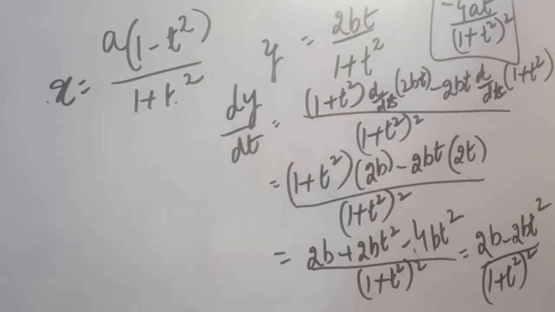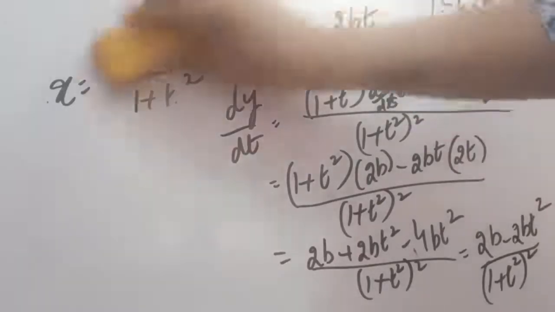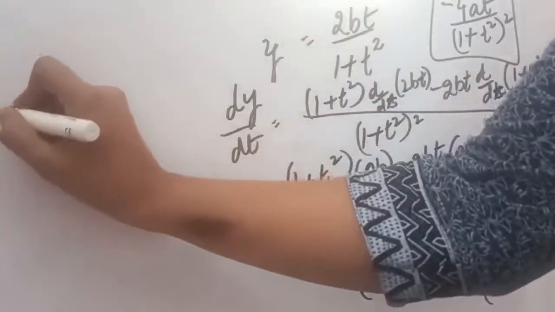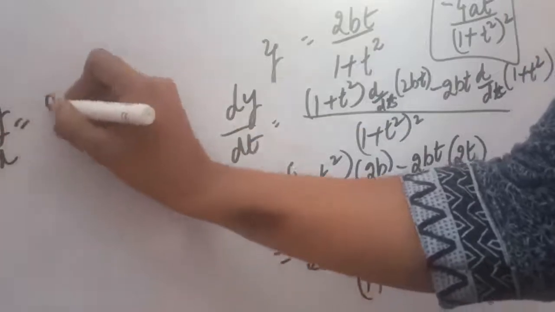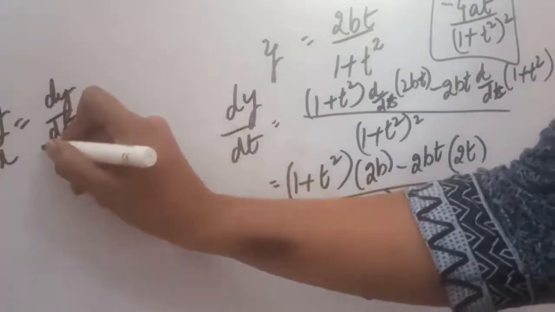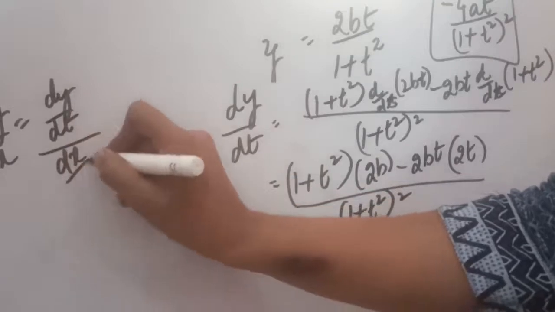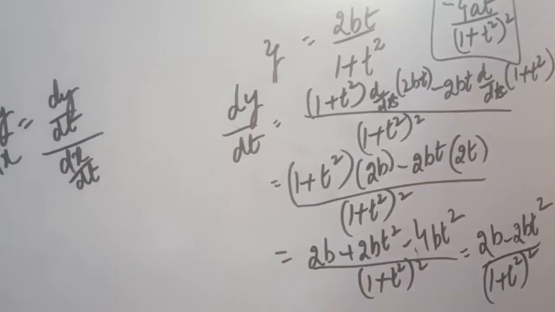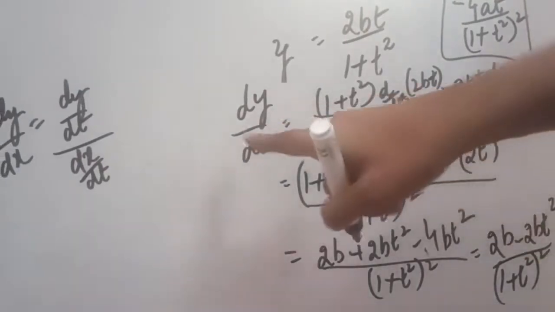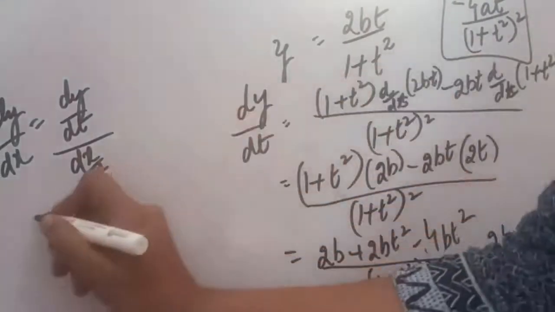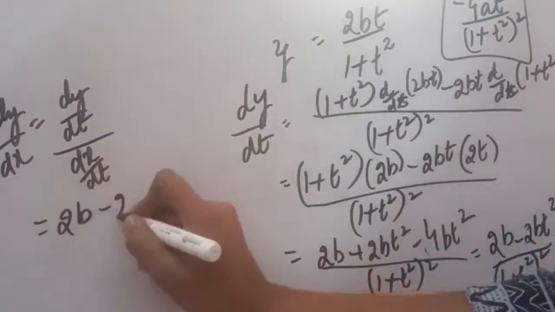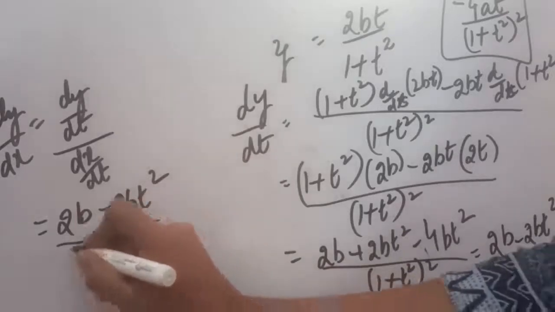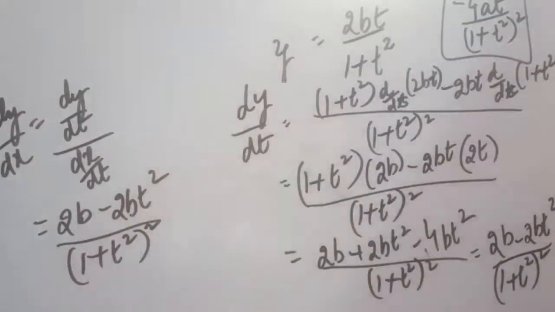So now we will put the values in our formula that we have just learned about the parametric equations. Finally we have to calculate dy upon dx. So the formula is dy upon dt divided by dx upon dt. So dy upon dt is this, we just calculated. So let us fill this value, 2b minus 2bt square divided by 1 plus t square whole square divided by the first answer that we got.